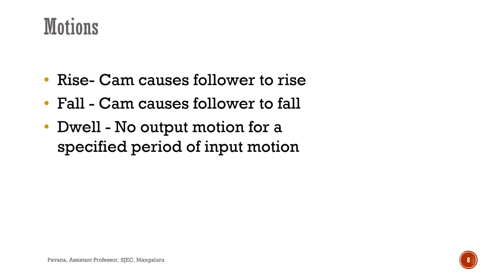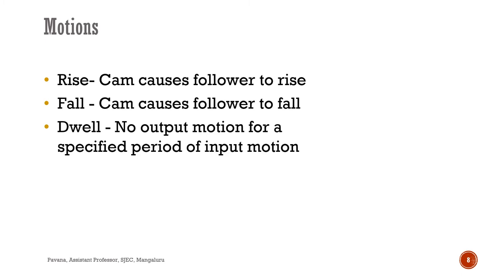The cam causes the follower to fall. It is coming towards the center. So rise means going upwards, fall means coming downwards. These are the two motions. If there is no motion at all, neither going upwards nor coming downwards, that is the third one, a dwell. That means it may be constant at one particular position. It may be the initial point 0, or it may be at the highest point.